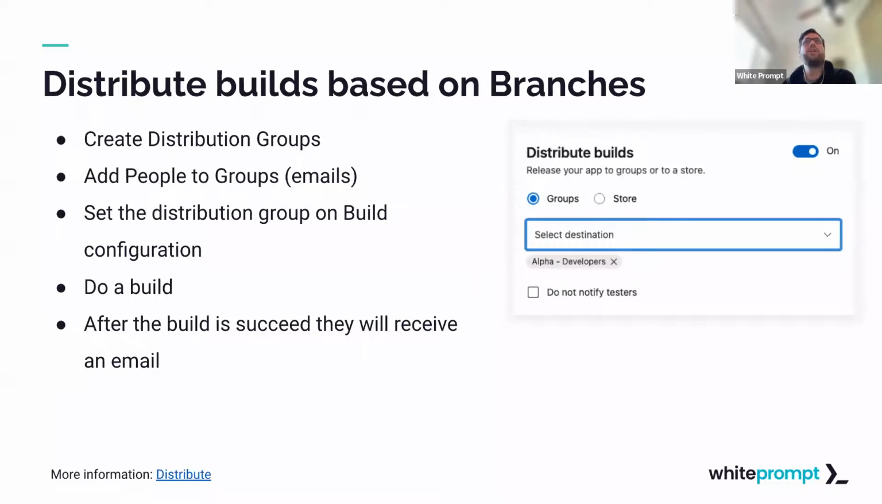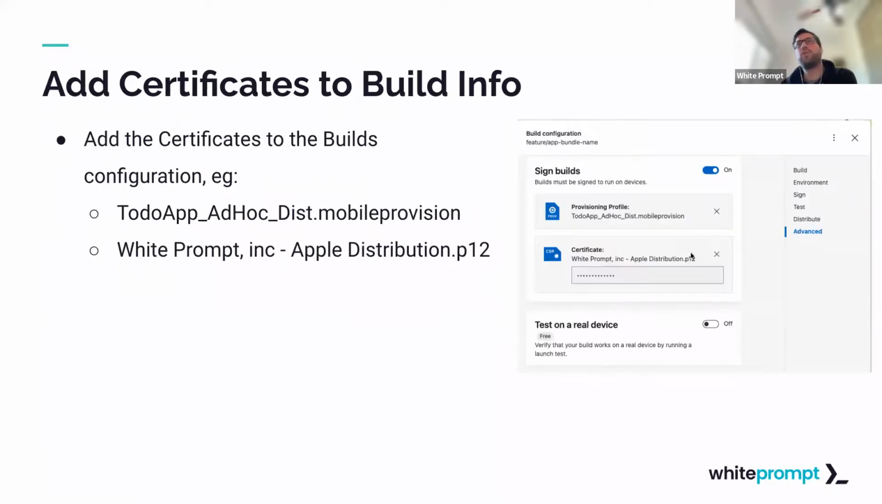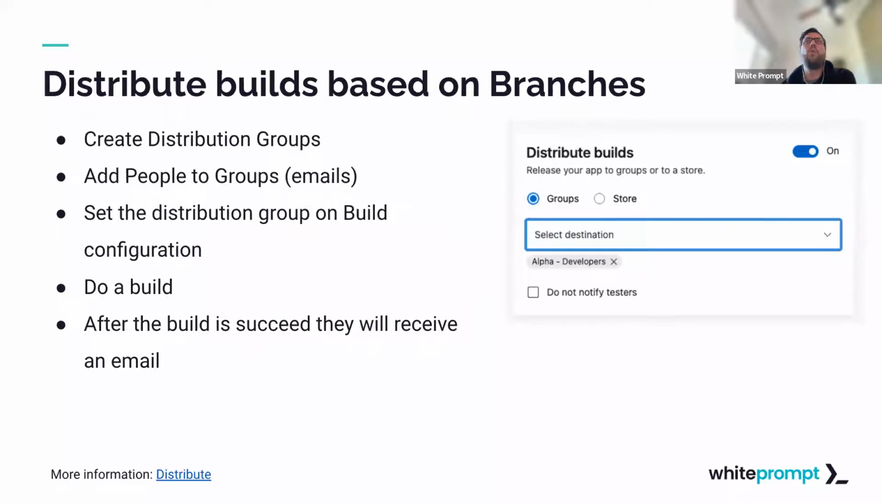And you need to sign the builds, and also after you sign the builds, you can define to which group you want to distribute. So let's assume that this is a development branch build. So we're going to distribute to the alpha team. I put group alpha developers.